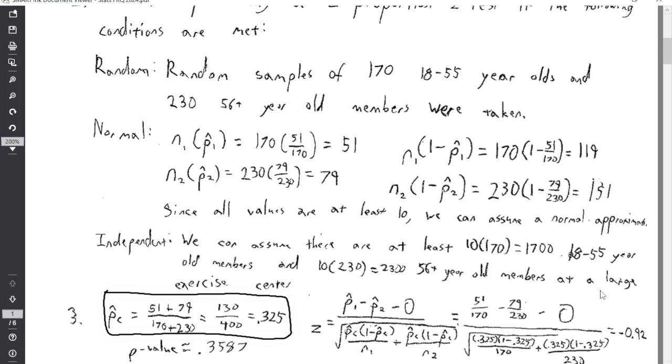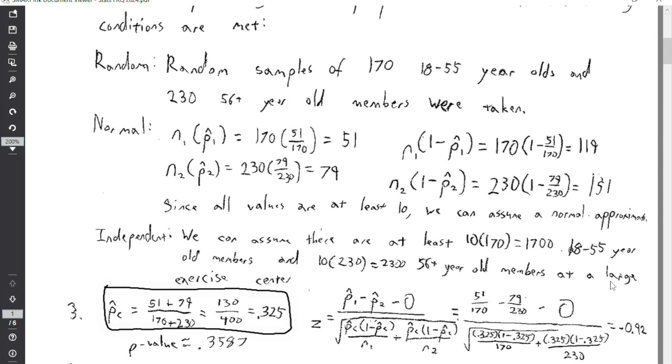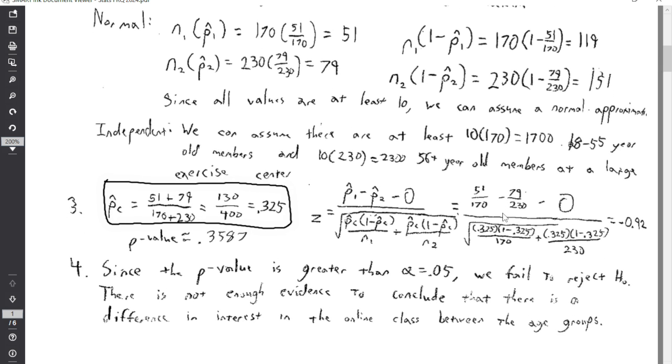So again, we do our 2-proportion Z test in the calculator, and that will also tell us that negative 0.92 is our Z-score, and our p-value is 0.3587. Make sure that on the denominator here, you're using p hat sub c in those standard deviations. That p-value, 0.3587, is greater than the alpha level they gave us in the problem of 0.05. So we're going to fail to reject the null hypothesis, which means there's not enough evidence for the alternative.